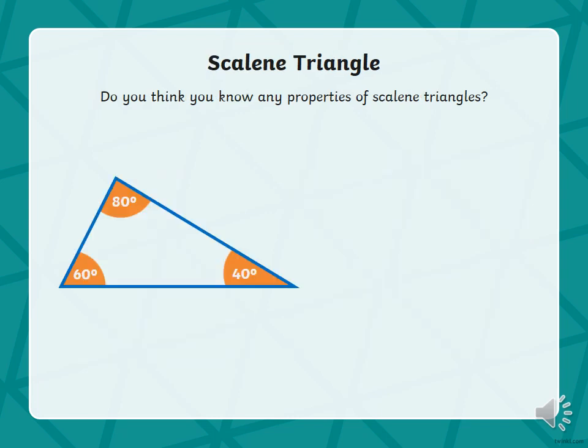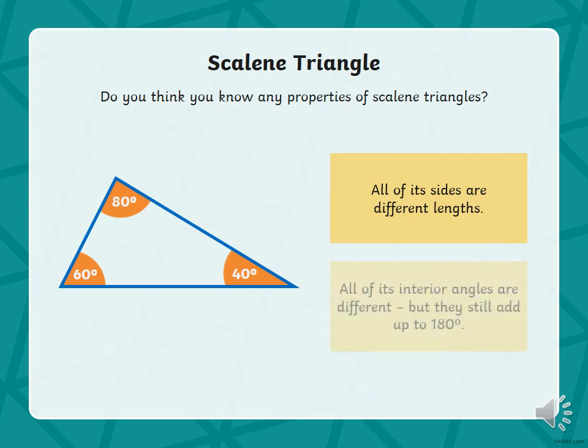Okay, this is a scalene triangle. Do you think you know any properties of a scalene triangle? I want you to pause the video, just have a look at this triangle, and think about what its properties are. You might be able to identify some just by looking at it. All of its sides have different lengths. All of its interior angles are different, but they still add up to 180.